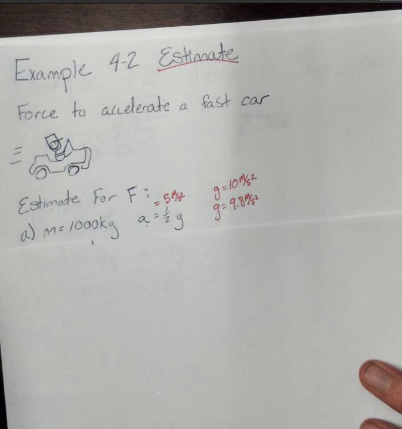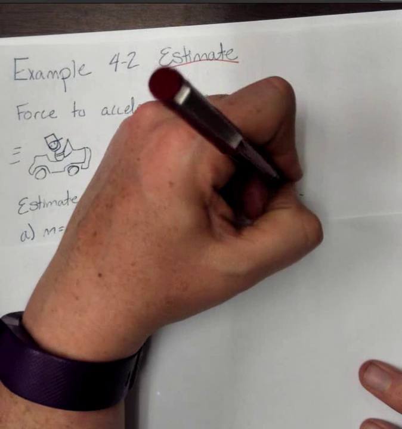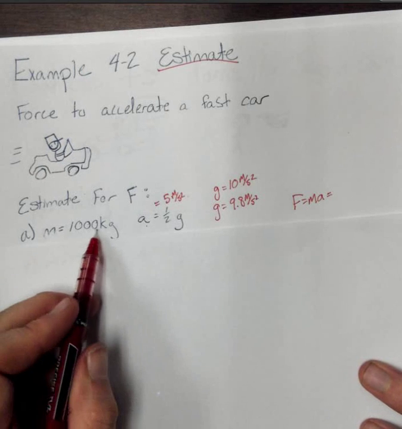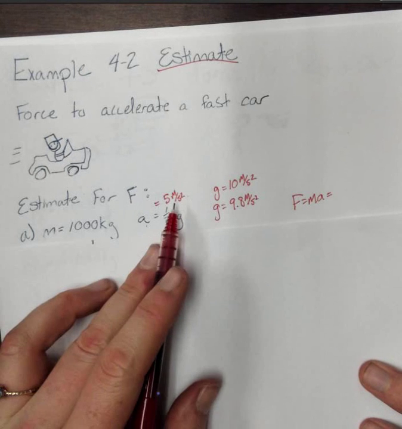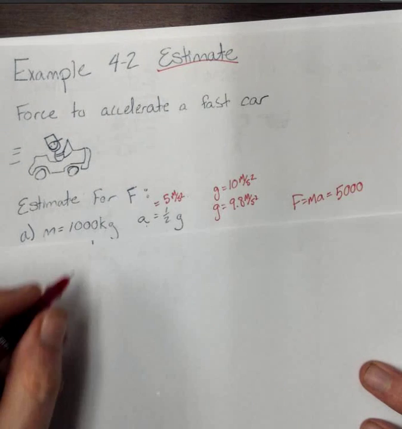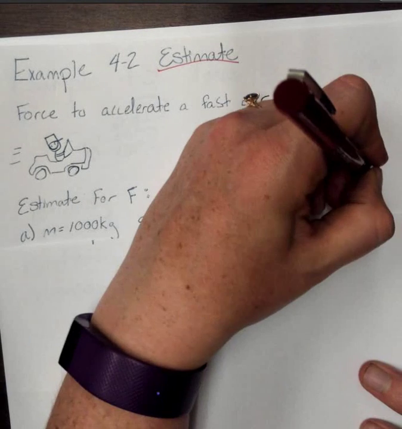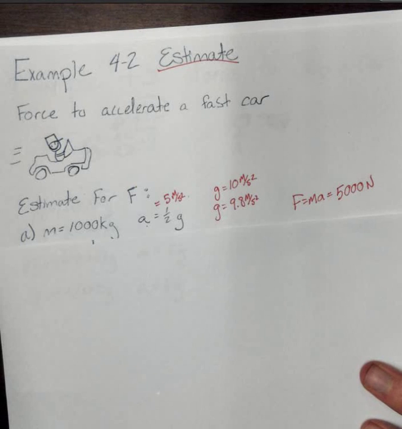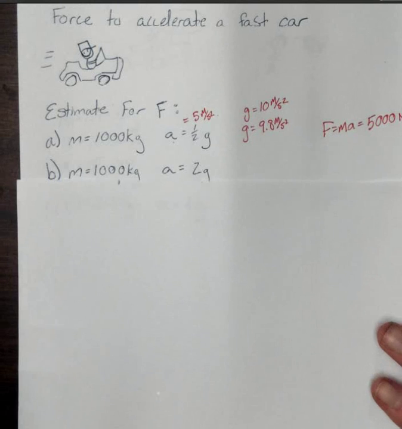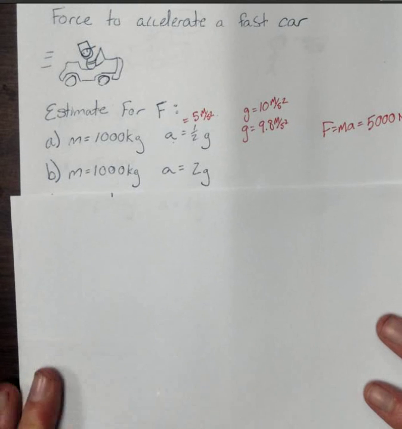So if I wanted to calculate the force, force equals mass times acceleration is going to equal 1,000 kilograms times 5 meters per second squared. So that's just going to be 5,000 newtons. All right, so that's the net force that Benny must provide if he's going to accelerate his car at 5 meters per second squared.